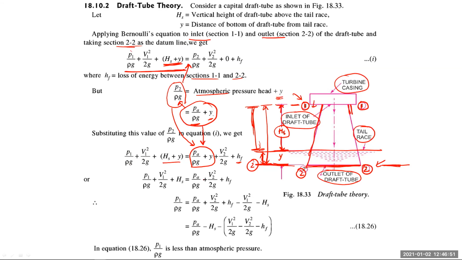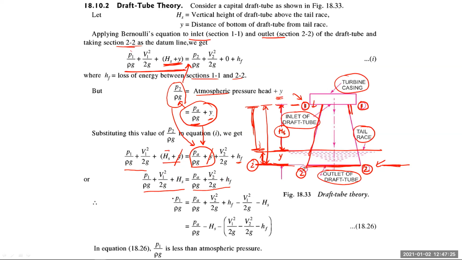Now here we can see Y is there on both sides, so they can be cancelled out. Now what is left? On the left hand side this term and this Hs, and everything else will be on the right hand side. That is P1 upon rho g plus V1 square by 2g plus Hs equals Pa upon rho g plus V2 square by 2g plus Hf.